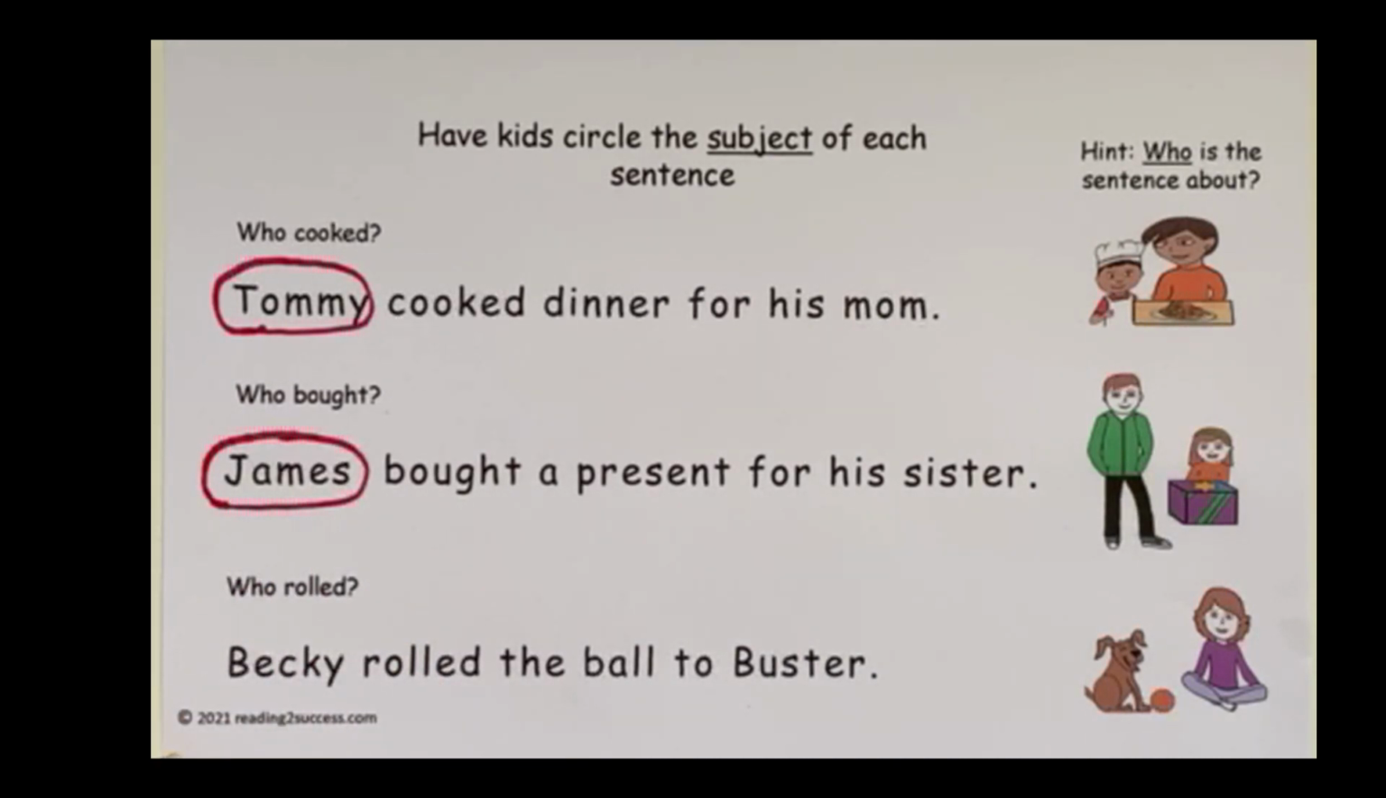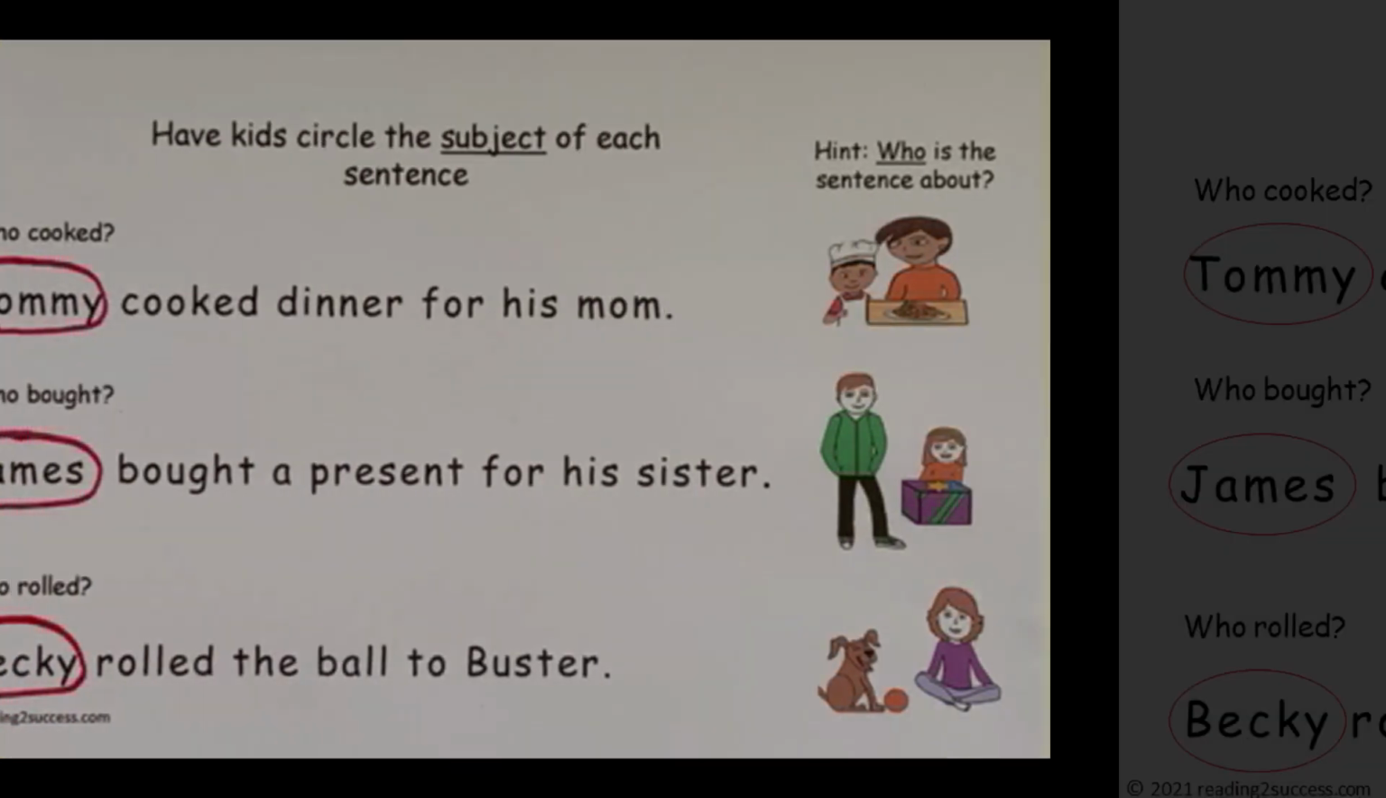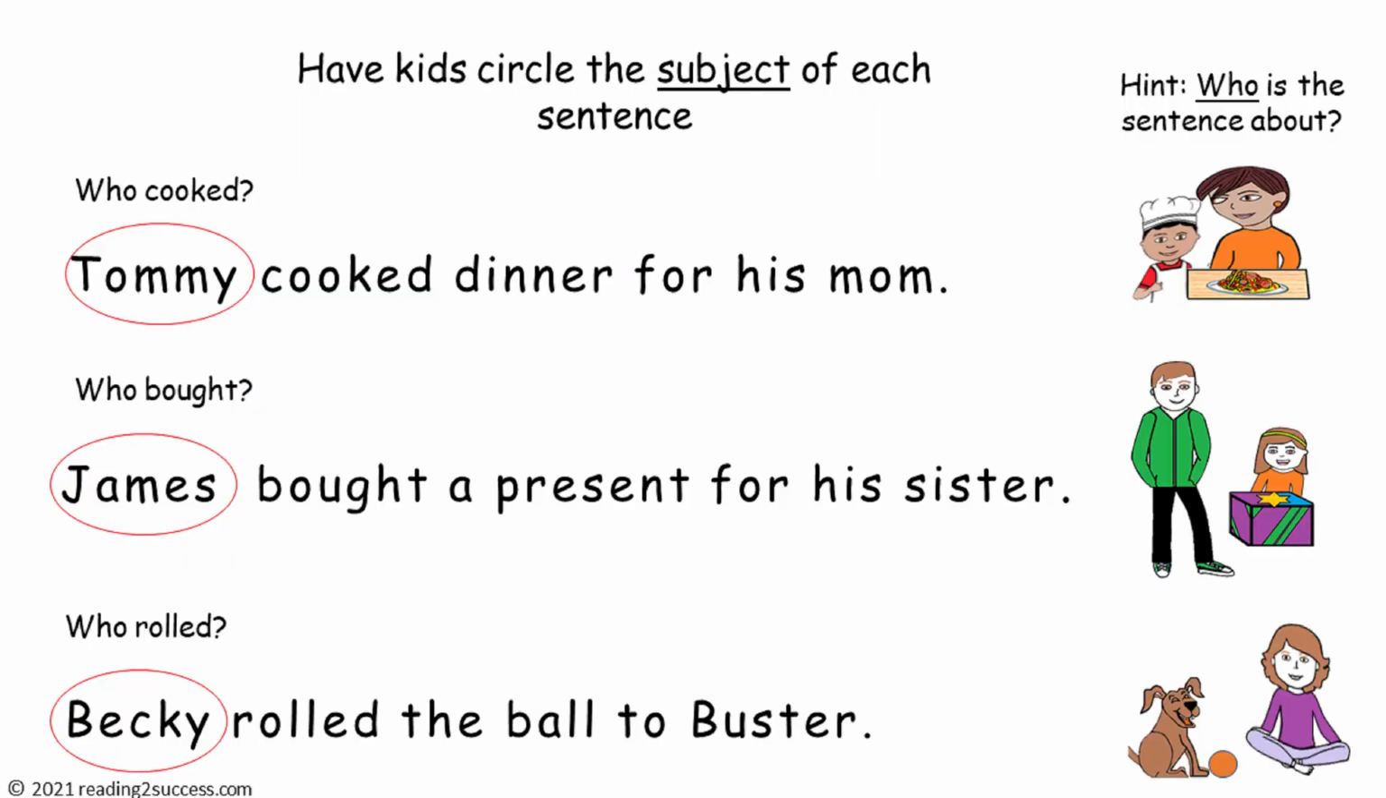Then go to the third sentence and read the sentence with kids. Becky rolled the ball to Buster. Ask, who rolled? Becky rolled. Becky is the subject of this sentence. And this is the completed example.